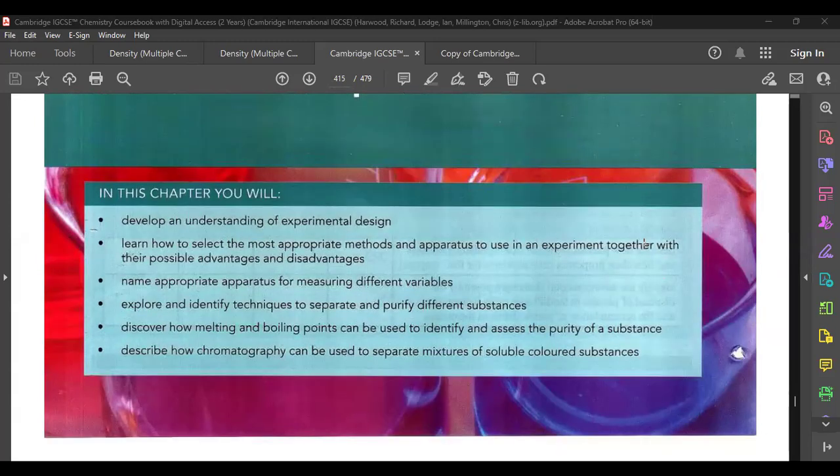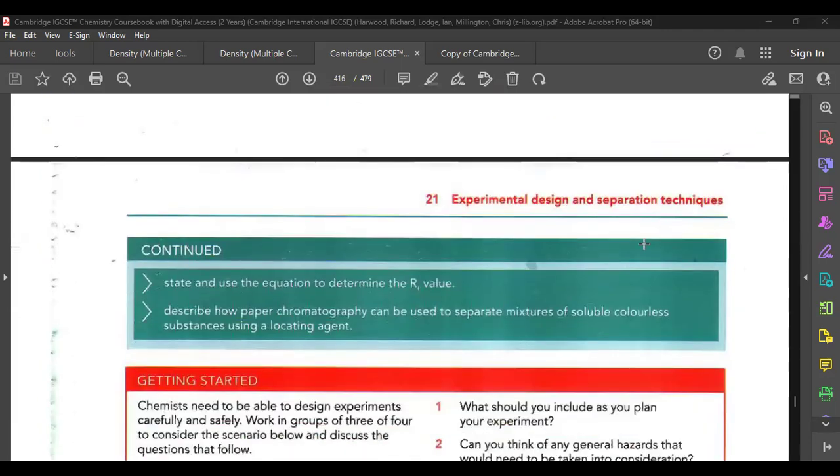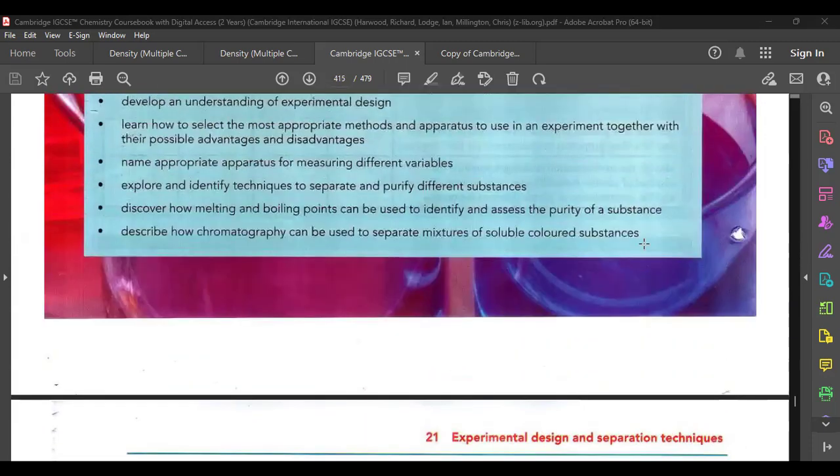So what we are going to do, we are going to name appropriate apparatuses for measuring different types of variables. Like if we are measuring temperature, then what type of equipment we are going to use in different types of experiments. Normally to measure temperature, we use a thermometer, but obviously there are different types of thermometers as well. There are some types of apparatuses that are being used to measure these values of temperature. Then how can we measure pH for any experiment? What apparatus can we use for that?